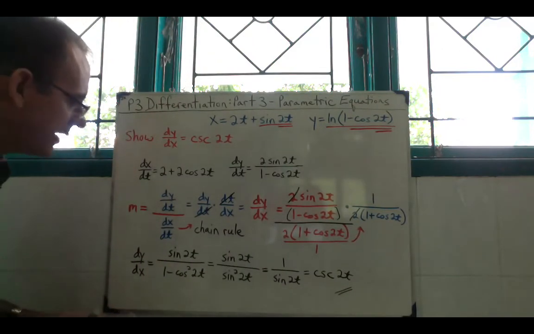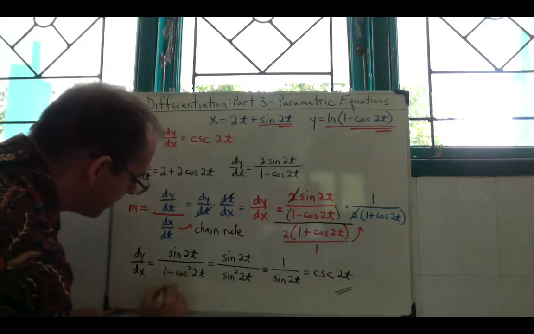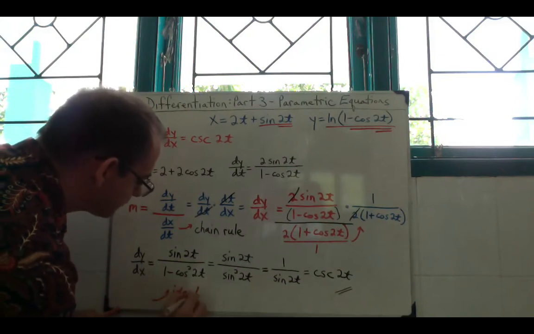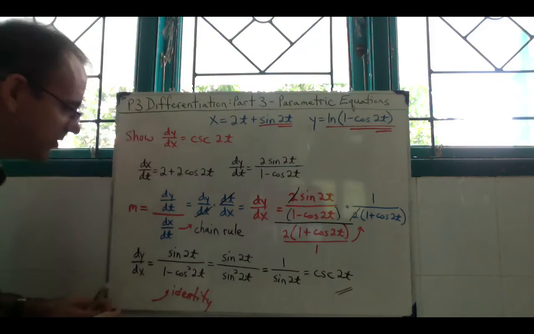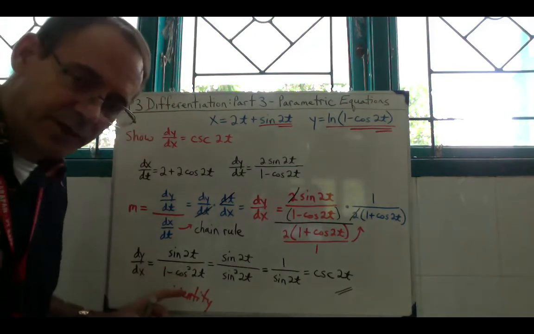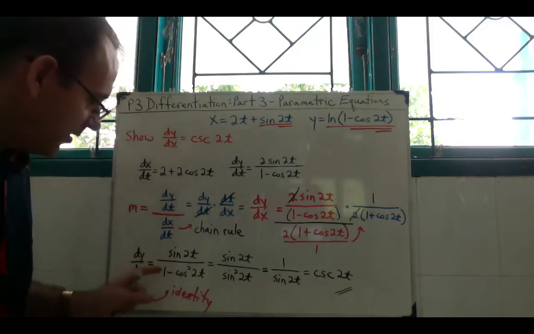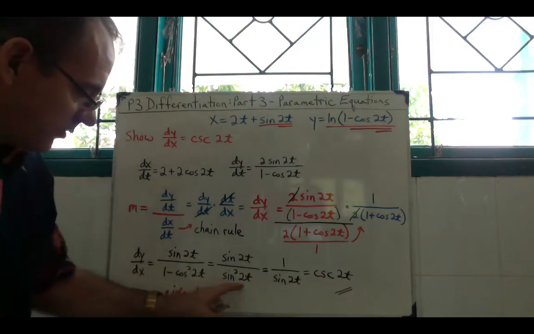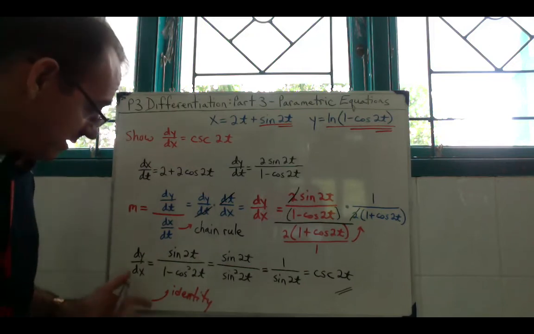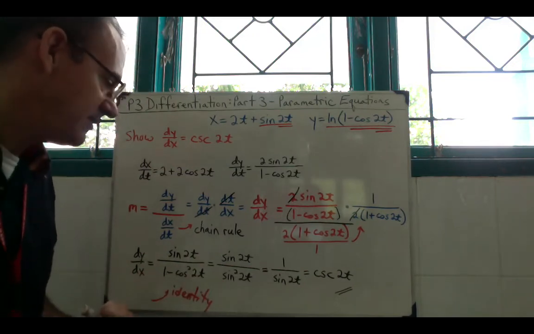Then you need to recognize this here as an identity. This is your Pythagorean identity: sine squared plus cosine squared equals 1. So 1 minus cosine squared equals sine squared. Of course, your argument does not change. And so you use the Pythagorean identity.